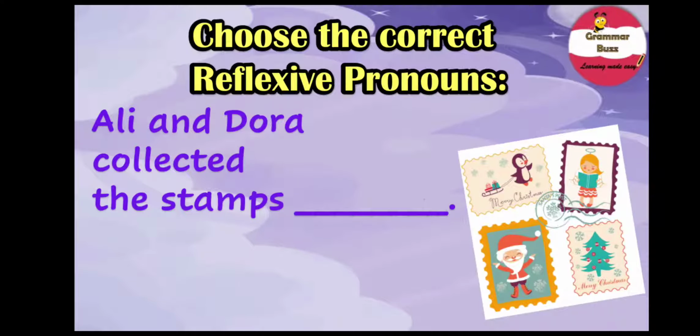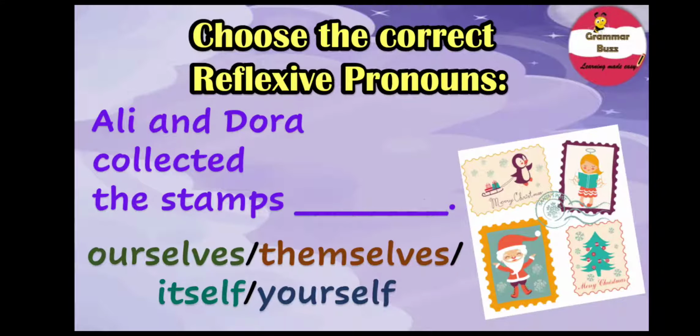And it says, Ali and Dora collected the stamps. Ali and Dora collected the stamps. And your options are ourselves, themselves, itself, yourself. So, what do you think is the correct one? Which option would you choose? Well, I think you have already made your choice. And you are absolutely right. It is themselves. Ali and Dora collected the stamps themselves. Well done. Good job.